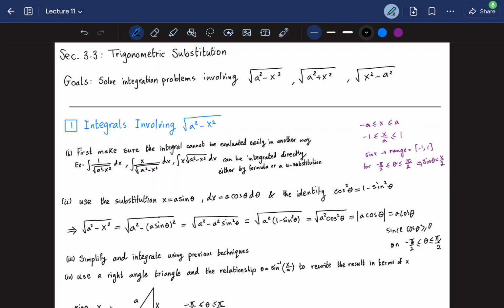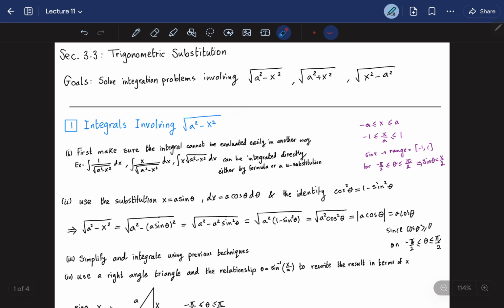So in today's section, we're going to talk about another method that's going to help us solve some integration problems, which is trigonometric substitution. We use trigonometric substitution when we have these square roots with either a difference of two squares or a sum of two squares in the square root. So let's start with the first square root that we have.